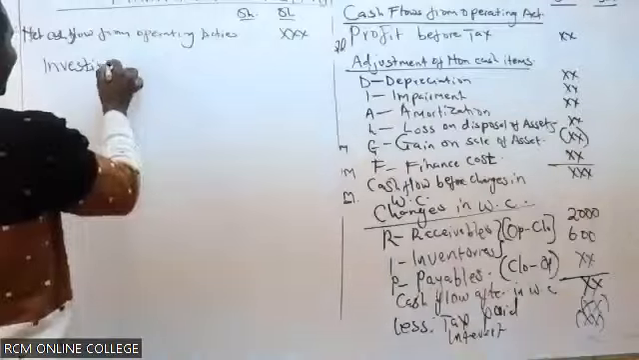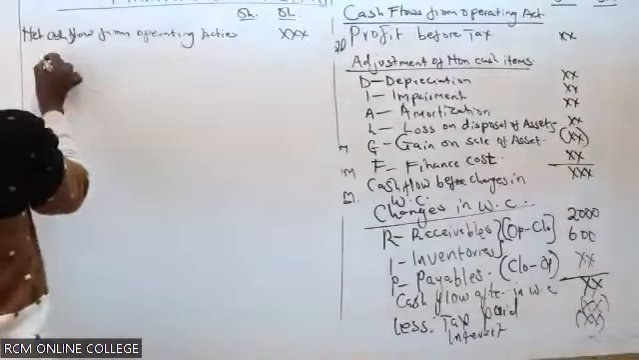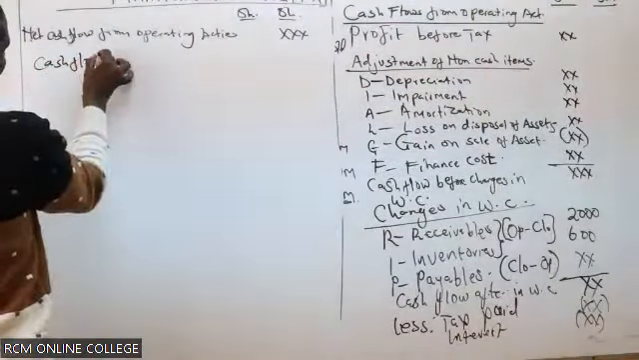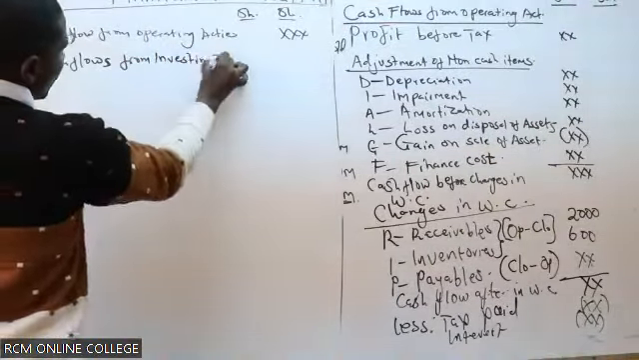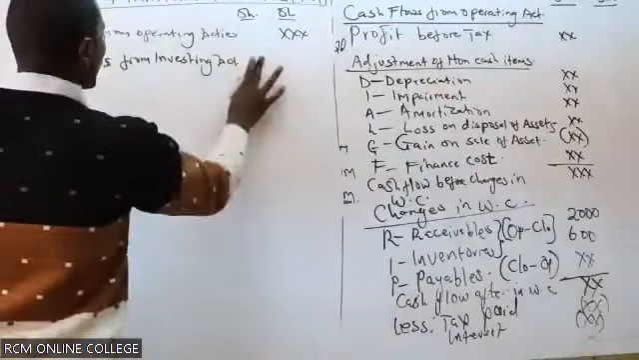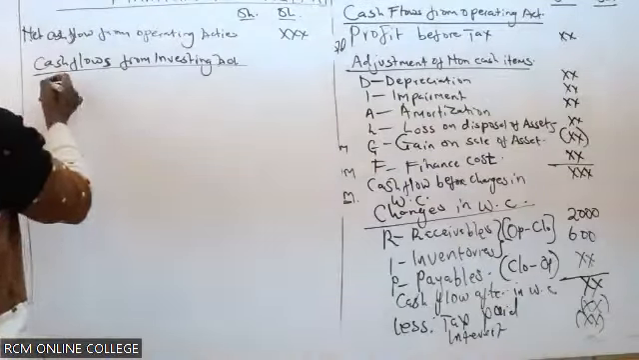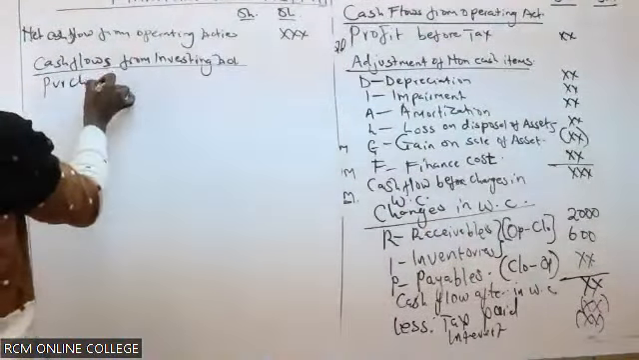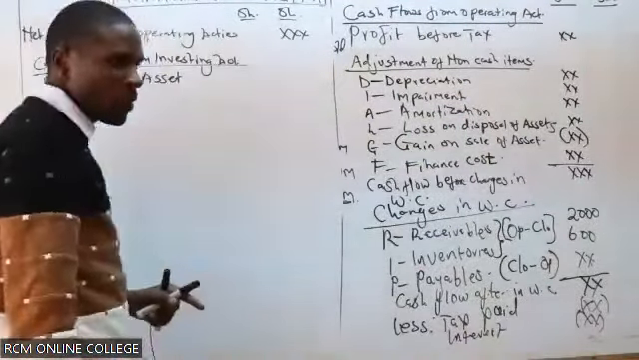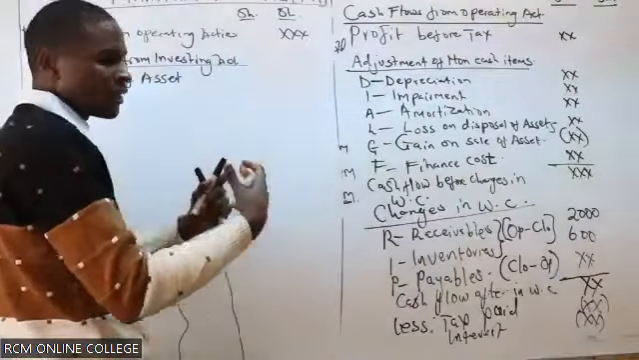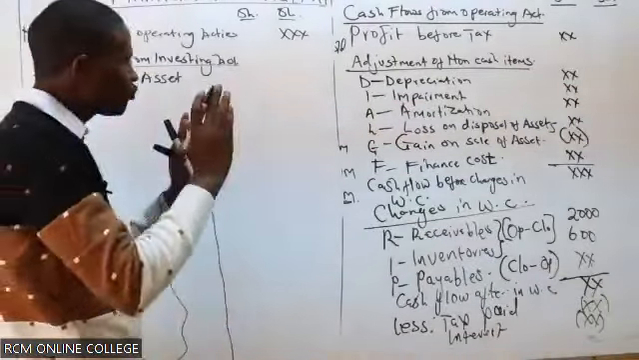Investing activities. Cash flow from investing activities. This one unakuja unasikia the examiner. Akiona hivyo, najua huyu hatari zaidi. Purchase of asset. Sasa nataka tuangalie, if we purchase an asset, what happened to our cash? Very fast, tumalizane na hii. What happened to the cash? Tunaangalia cash hapa. It reduces.